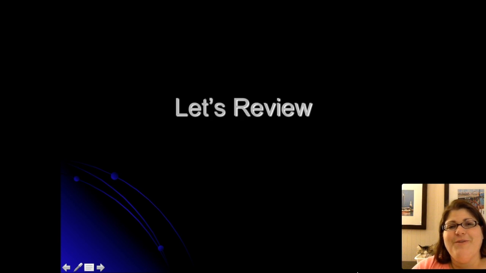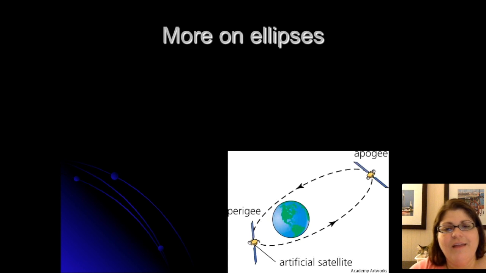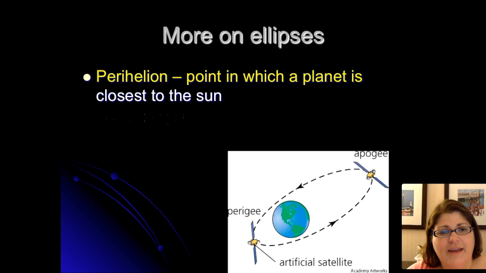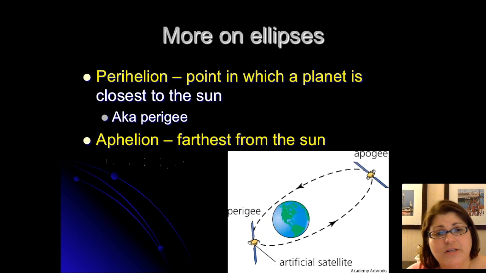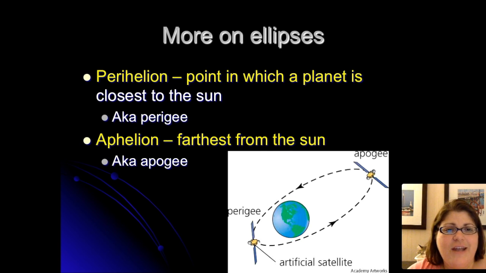Let's take a moment and review eccentricity. There's just a little bit more on the definition of ellipses we have to talk about. And you probably heard about it. It comes up on the news every now and then. And that is the term perihelion and aphelion, or perigee and apogee. Perigee and apogee, or perihelion and aphelion, describe the point in the orbit in which the planet is closest and the point in the orbit in which the planet or the thing orbiting is farthest away.